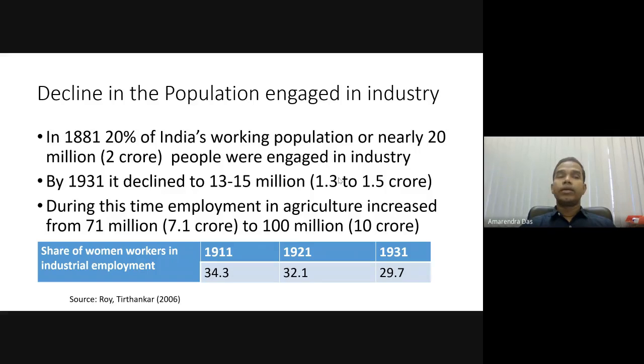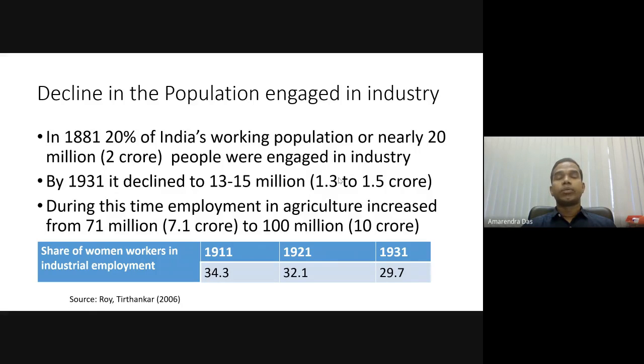So in 1881, 20% of India's working population, or nearly 20 million, or in Indian terms about 2 crore people, were engaged in the industry. And by 1931, it declined to 1.3 to 1.5 crore. So if you see the population, the number of people employed in industry had declined from 2 crore in 1881 to 1.3 to 1.5 crore. So this is a huge fall.